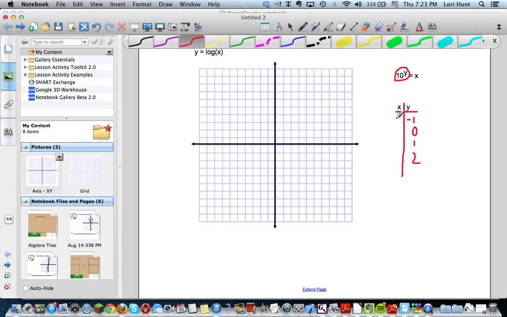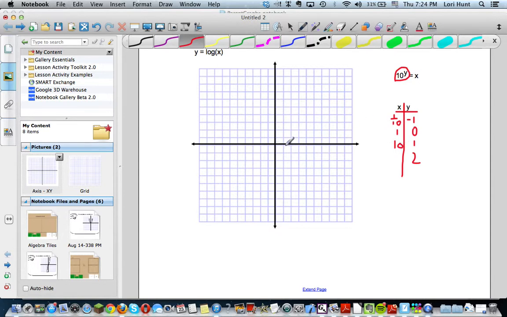So I might go something like this, and then I would take 10 to that power to get what x is. So 10 to the negative 1 is 1/10. 10 to the 0, or anything to the 0 for that matter, is 1. 10 to the 1 is 10. 10 to the 2 is 100, and that's getting pretty big.